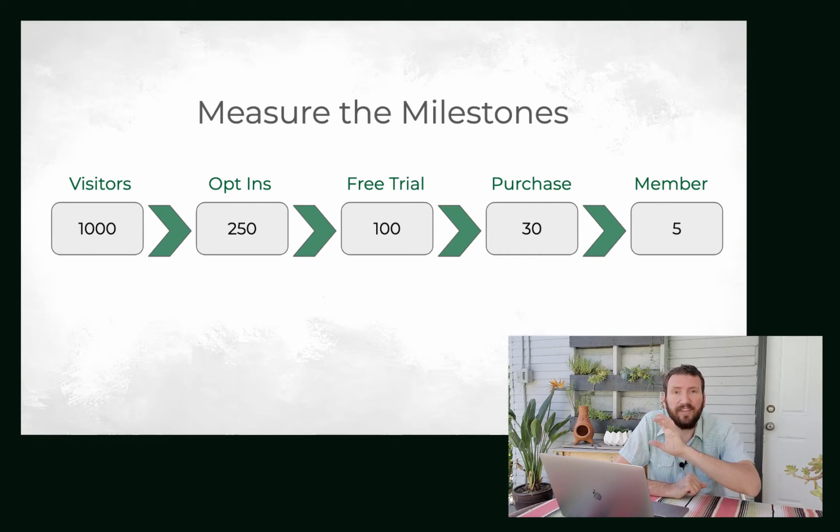For example, how many visitors do we have to our website? How many of those visitors are opting in? How many of those opt-ins are taking us up on our free trial offer? How many people who take the free trial are becoming customers? And how many people who purchase are becoming subscribing members? So figure out the number of people who are hitting each milestone in a given month.